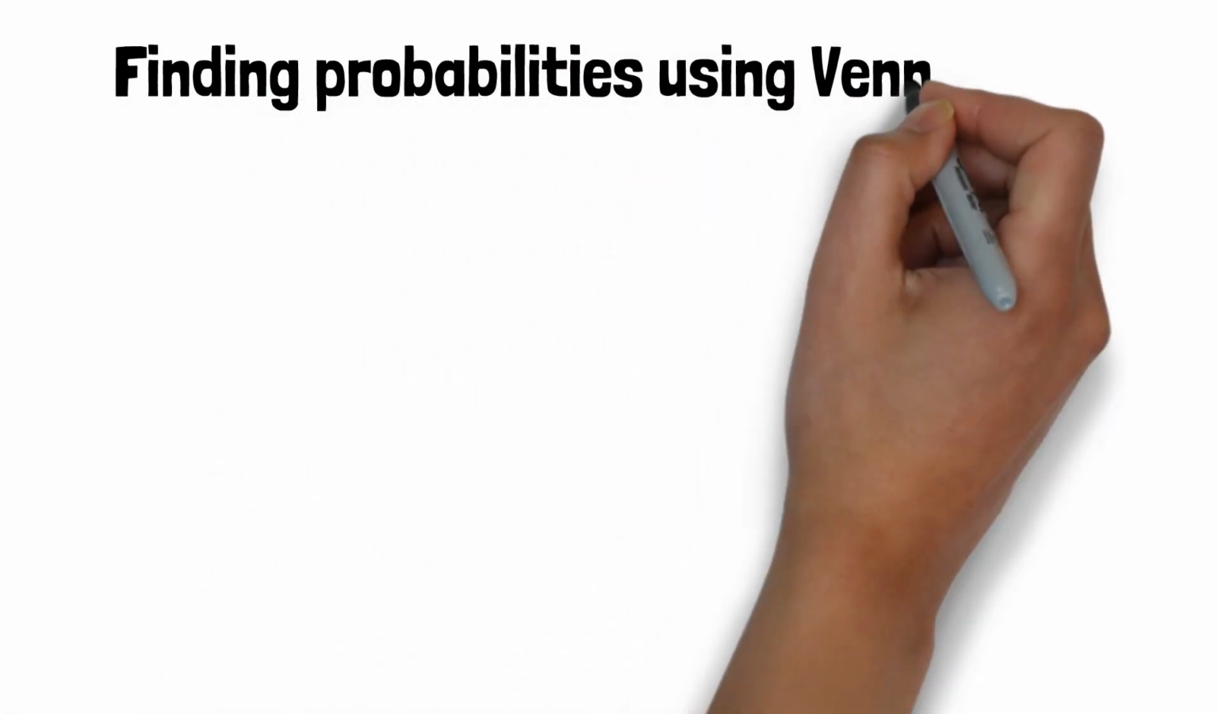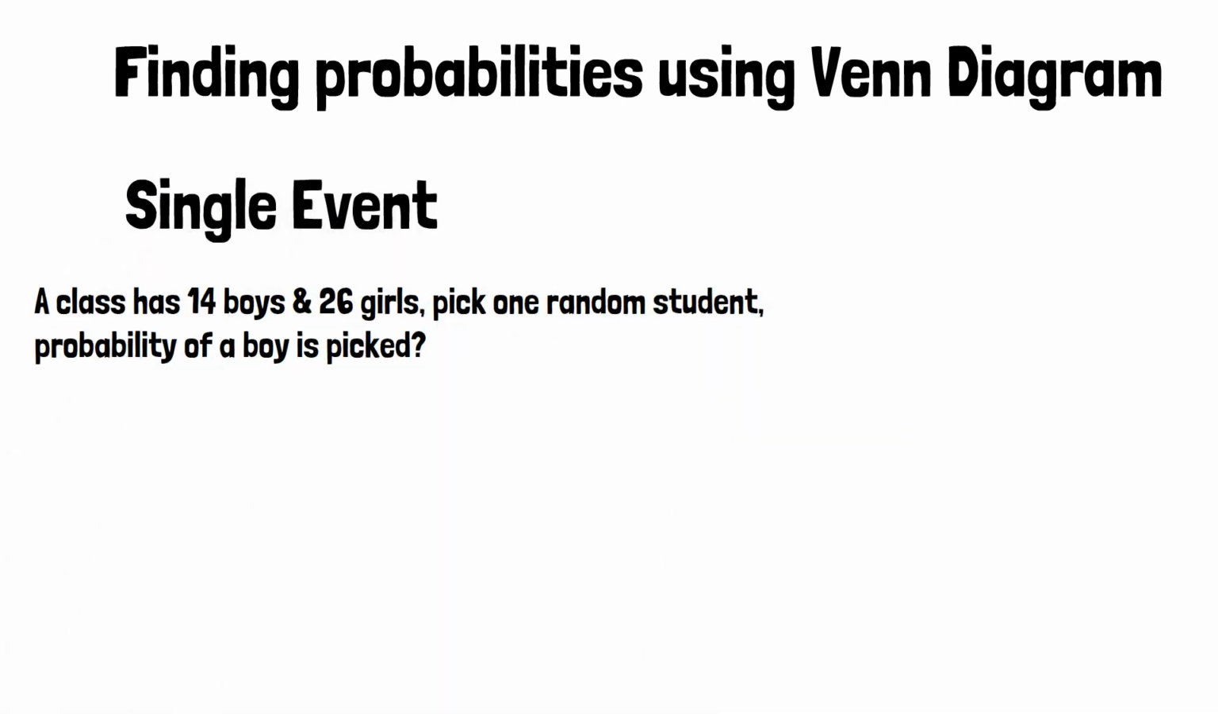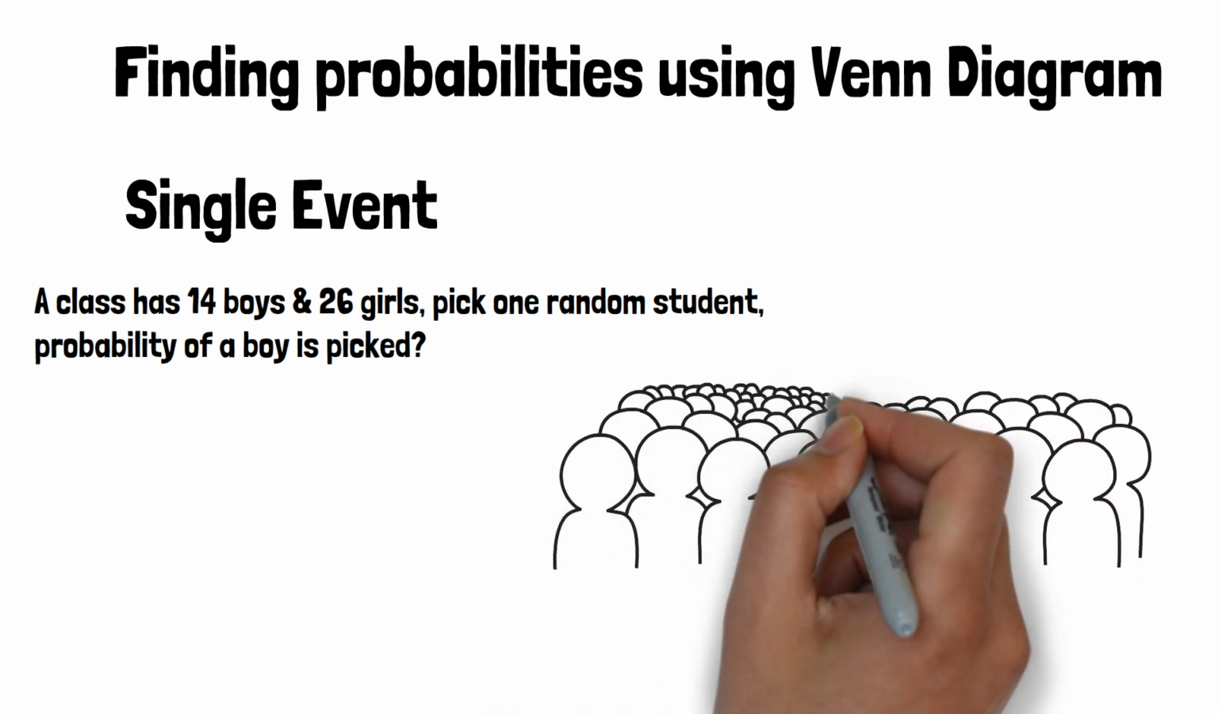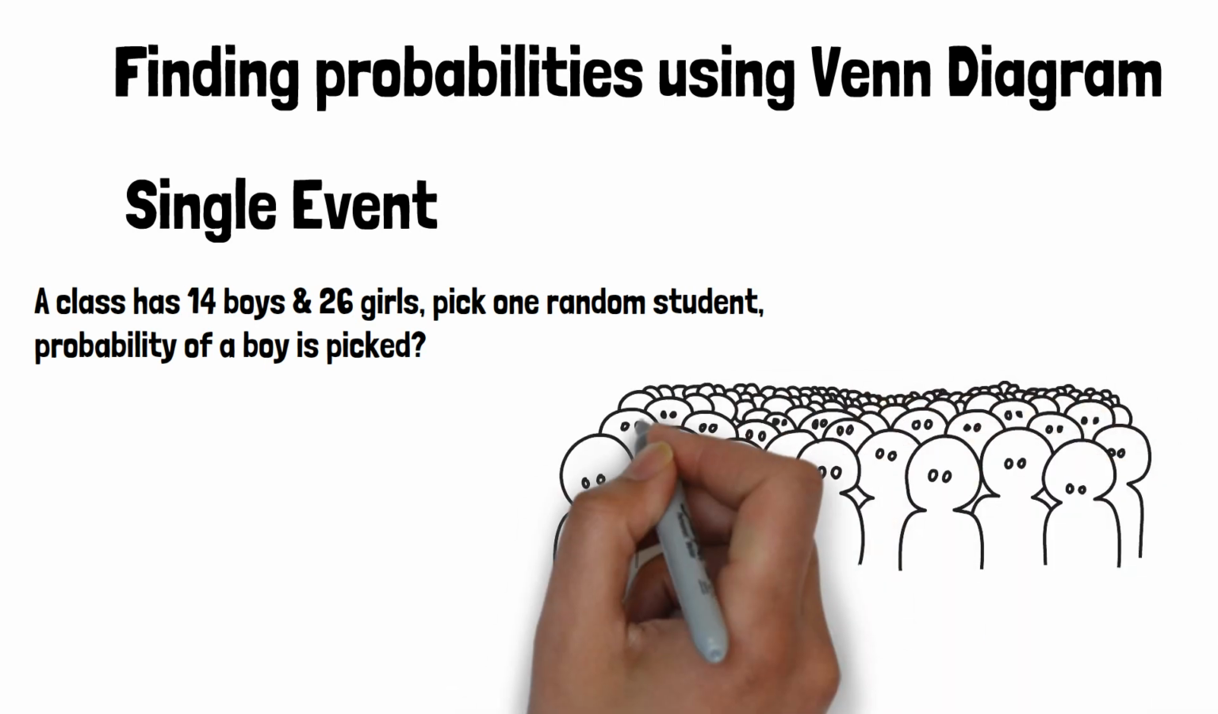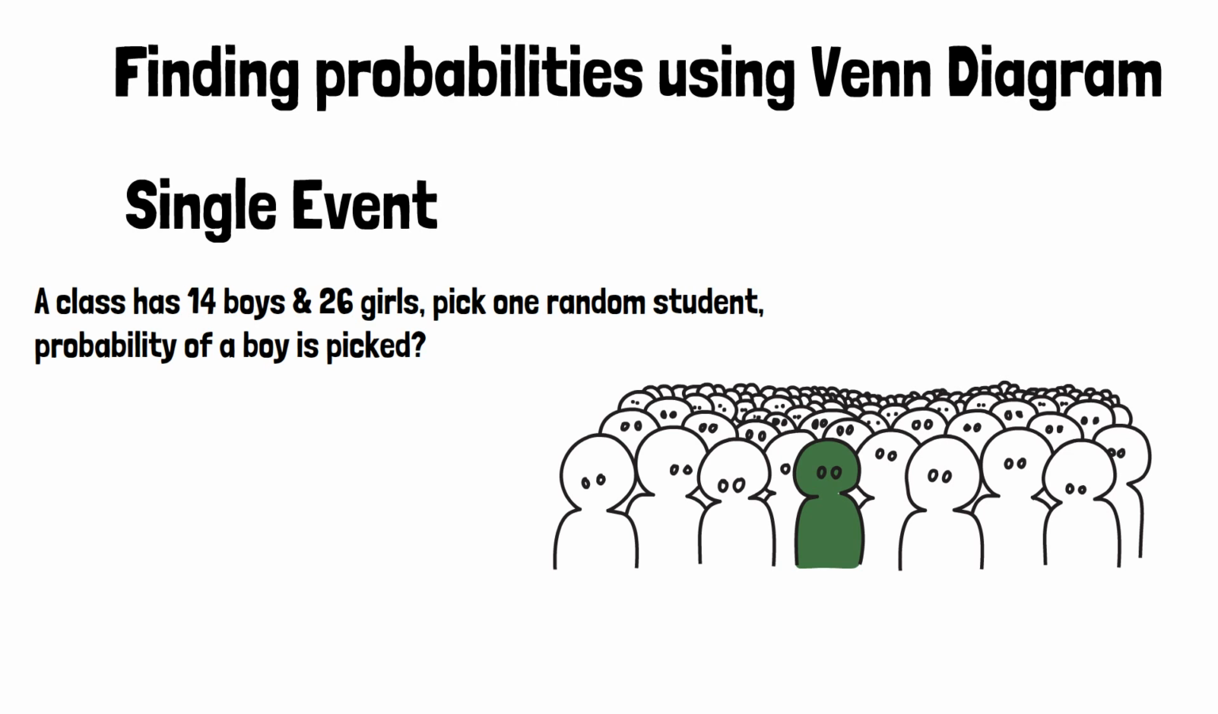This short video will talk about how to use Venn diagram to get probability of an event. Though actually Venn diagram is not very helpful in finding the probability of a single event. For example, if there are 14 boys and 26 girls in a class, and if a student is randomly selected from the class, what is the chance of selecting a boy?